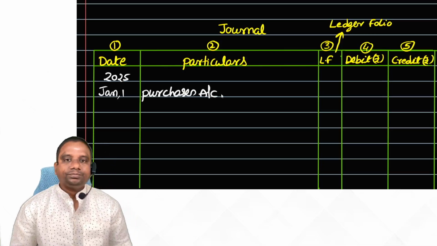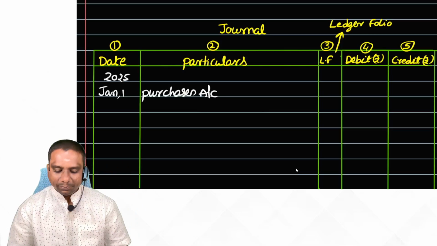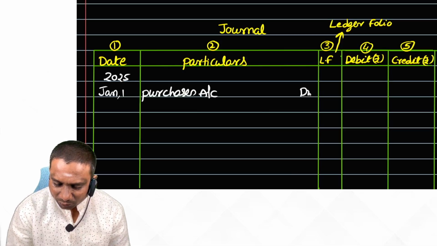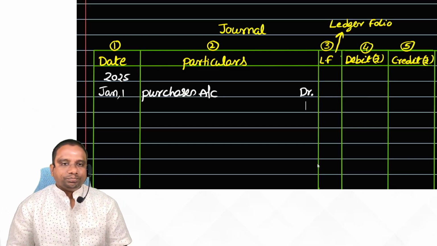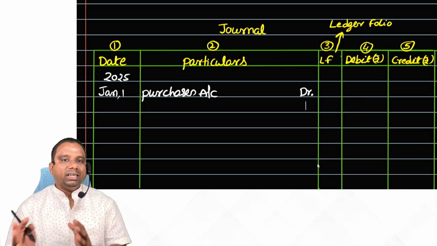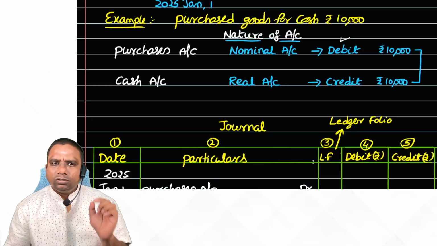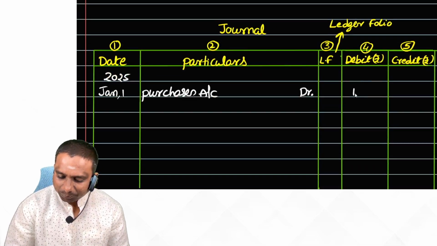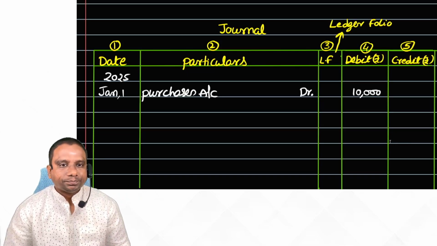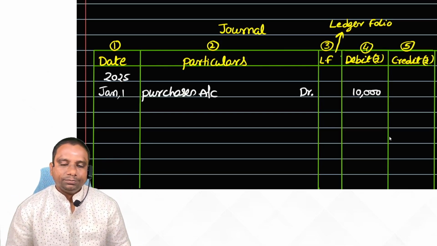Purchases account. To indicate that this purchases account is debited, to the extreme edge of the same line, we just write the two words DR, debit. Now how do we read this? Purchases account debit. How much? 10,000 rupees. Now go to the debit column and write down 10,000. Purchases account debit 10,000, over.